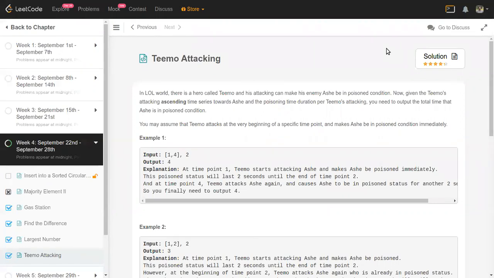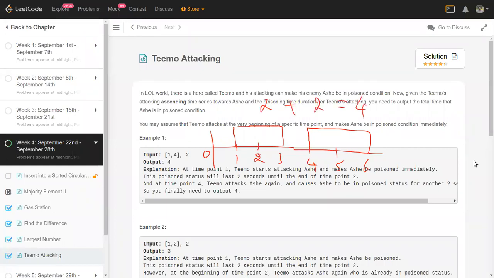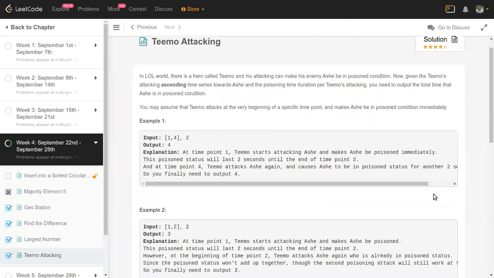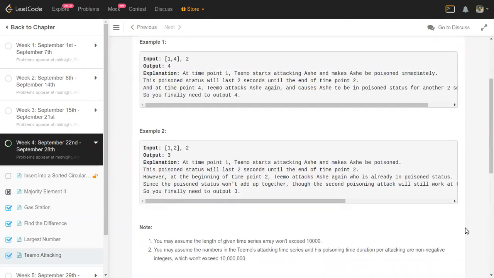Let's take a simple example and try to understand. We have the first example, which is very simple. At time 0, there is nothing happening. At time instant 1, Teemo attacks Ash, and that effect is going to be there until the beginning of 3. Then at time instant 4 again, Ash is attacked, and Ash is poisoned until the 6th unit of time. So the total duration is 2 plus 2, which is 4. It's very simple. Let's take the second example, which at least covers one key point.